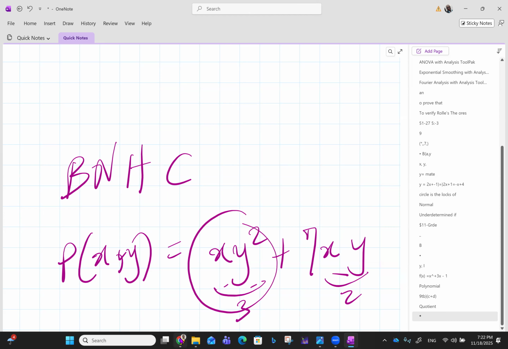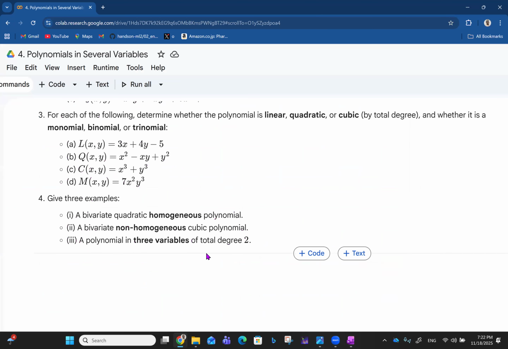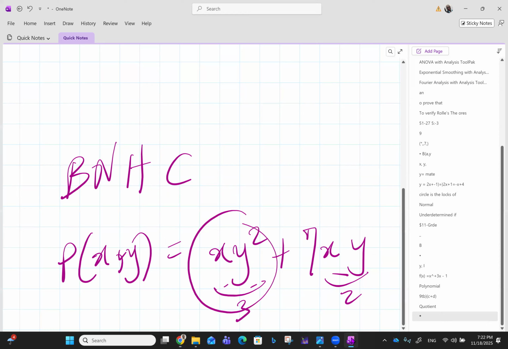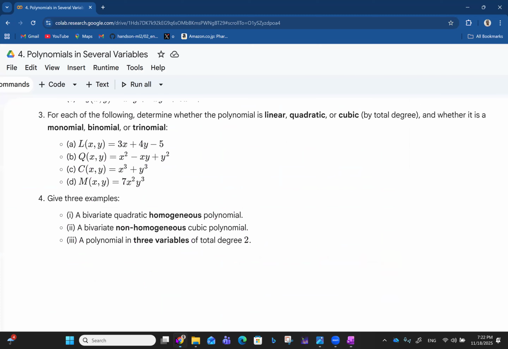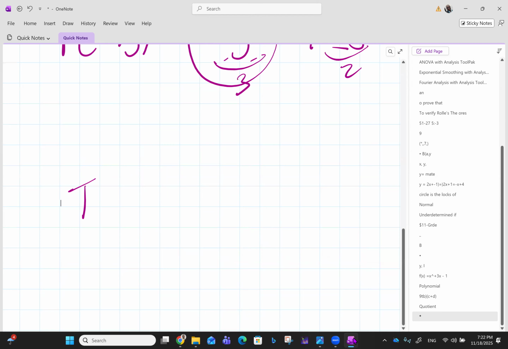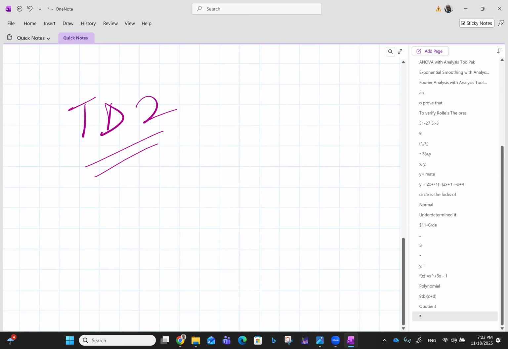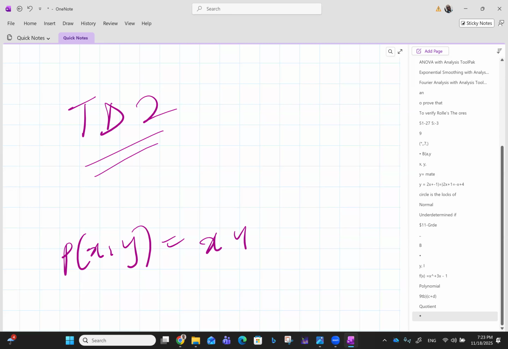And then the last one, we have polynomial in 3 variables of total degree 2. Polynomial in 3 variables. That's trinomial. So a polynomial in 3 variables of total degree 2. Trinomial degree 2 polynomial. So we have p of x, comma y. So it's trinomial, so it's going to have 3 terms. So maybe we have xy minus x squared y cubed plus, so it's trinomial degree 2.